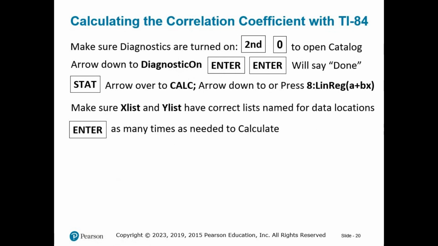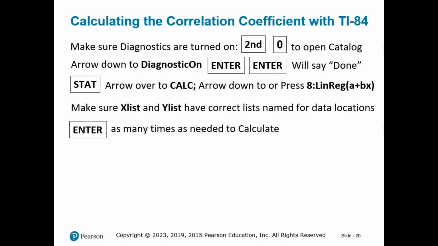To find the correlation coefficient on the TI-83 or 84 calculator, you first need to make sure diagnostics are turned on. You do this by pressing the second button, then the number 0 to open the catalog. Then you need to arrow down until you highlight the Diagnostic On selection. Click Enter twice. The screen should say Done.